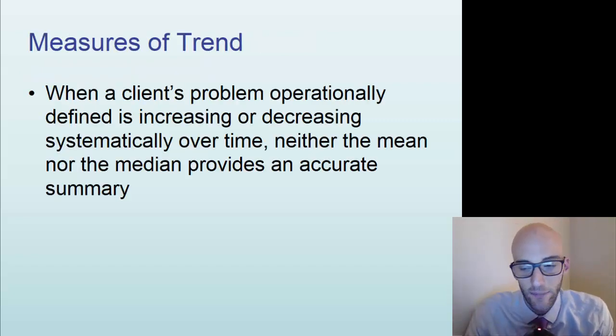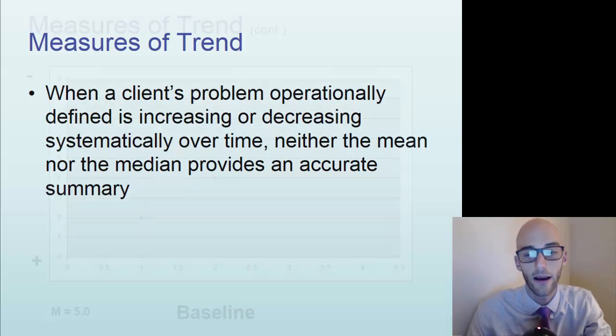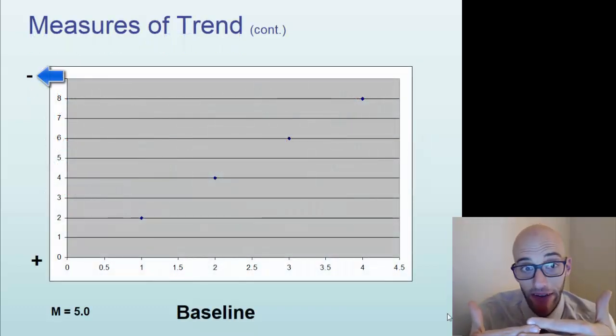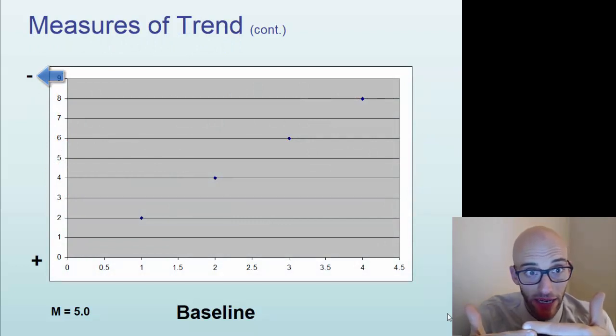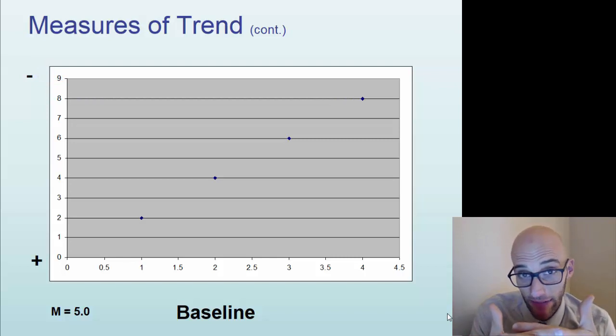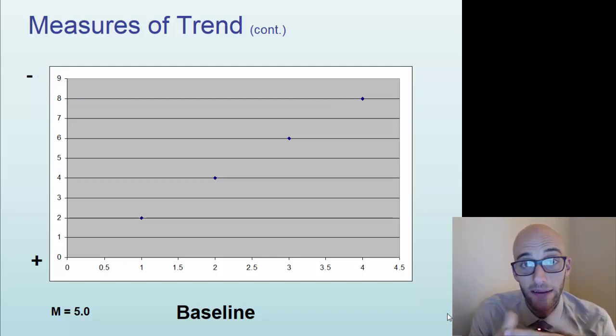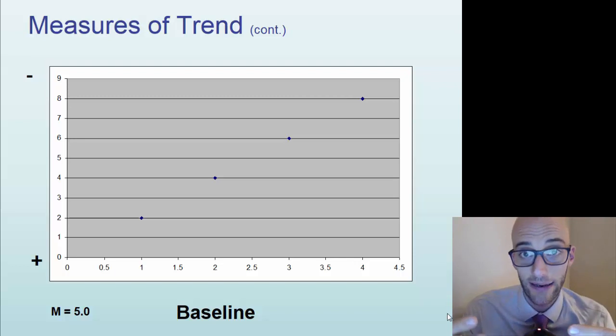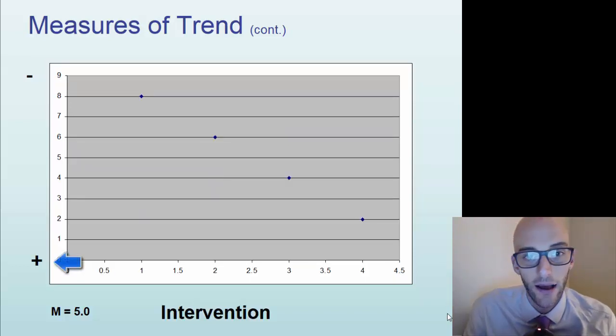significance. So as I discussed in the previous section, there are 4 different properties of graph data, and also there are different measures of trend. So when a problem is operationally defined and is either increasing or decreasing over time, neither the mean or the median are really going to be good, accurate summaries of that data. So from this data, we can see a negative increasing trend because the plus and the negative sign are flipped here. So central tendency isn't really going to give us the information that we want. It isn't going to be a really good way to describe the data that we've got here.